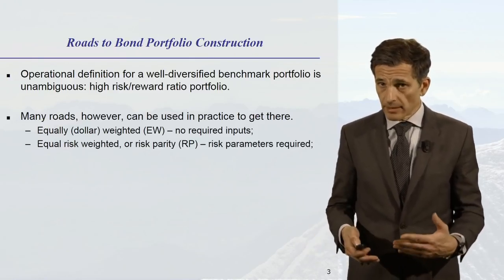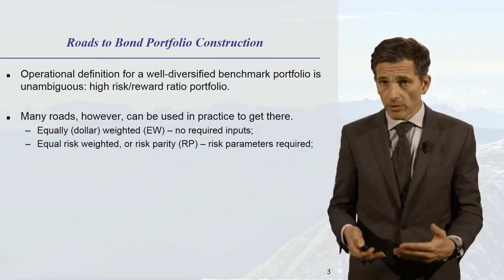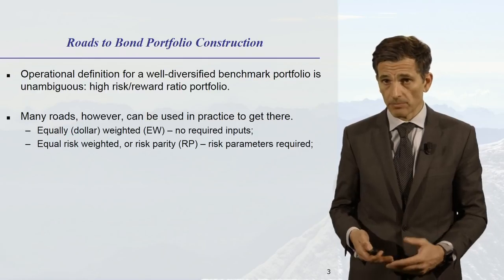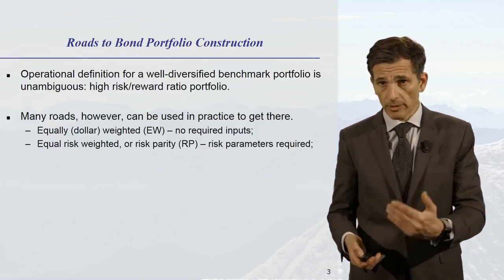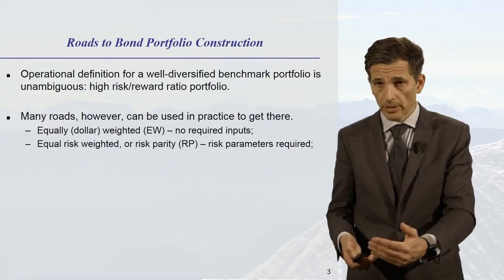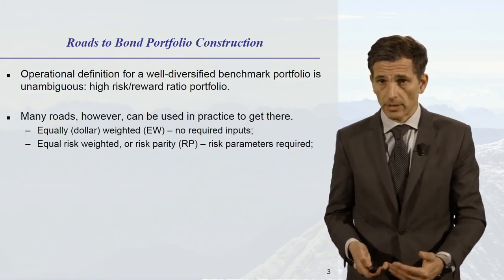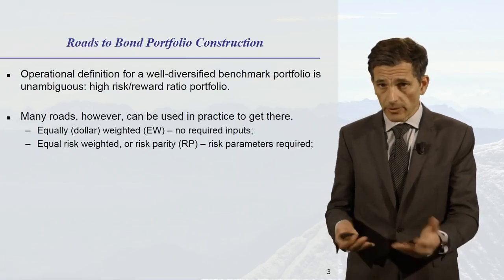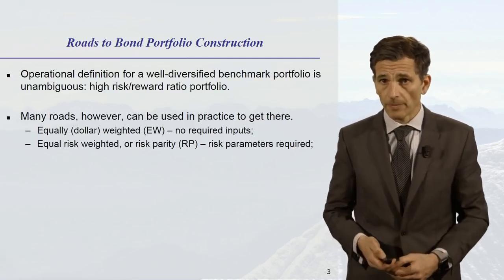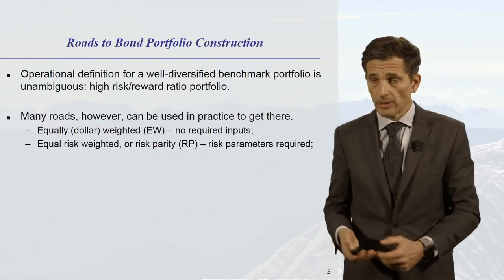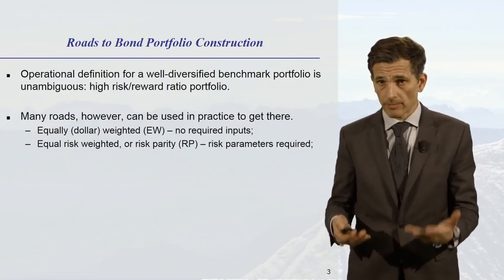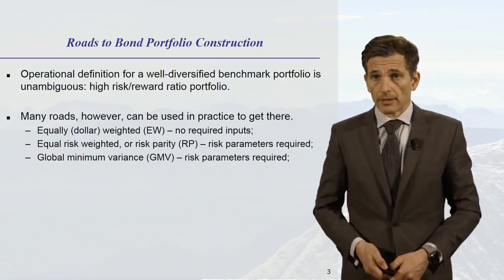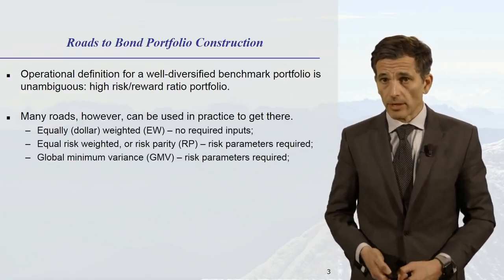There's another naive approach, which is slightly more sophisticated, that's based on the recognition that what eventually matters most is not the dollar contribution of securities to a portfolio, but the risk contribution. In this case, the goal is to equalize the contribution of each one of these securities to the portfolio as a whole. Now, to do this, you definitely need risk parameters. You need a covariance matrix for bond returns.